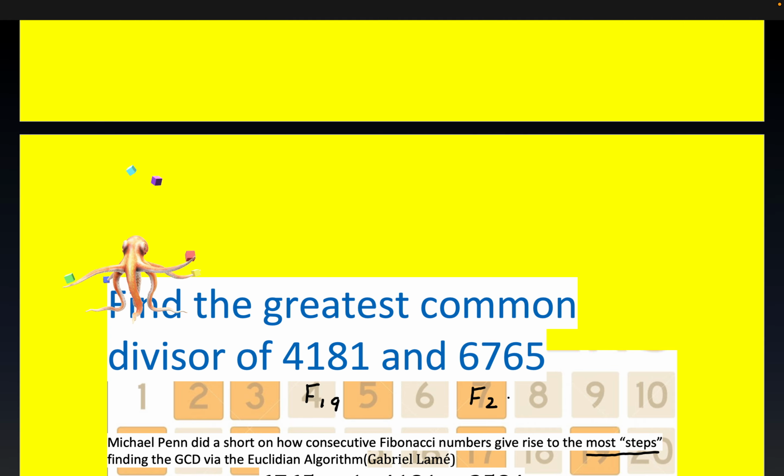Okay, and it turns out these are consecutive Fibonacci numbers, and it turns out that they take the longest of any other numbers, I believe, is what he's trying to convey right down here. And there's a result by Gabriel Lame that I'll talk about briefly when I'm done with this.